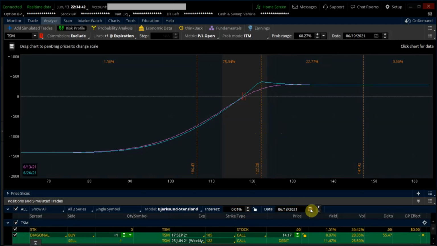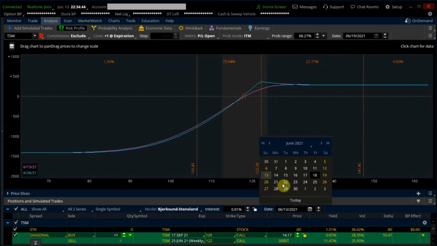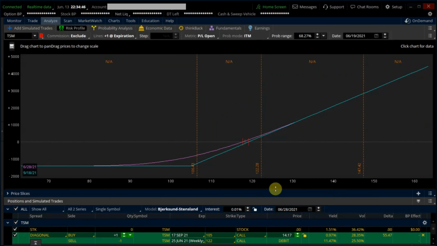So let's say I move on to a date after the 25th of June, let's say I move on to the 28th of June over here, you can see that my diagonal spread becomes a long call position, simply because my short call has already expired.